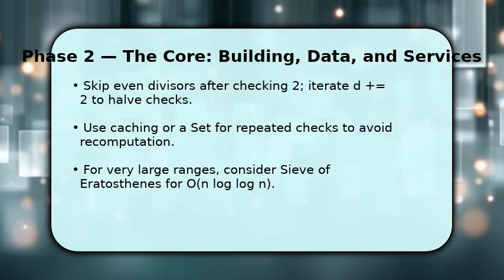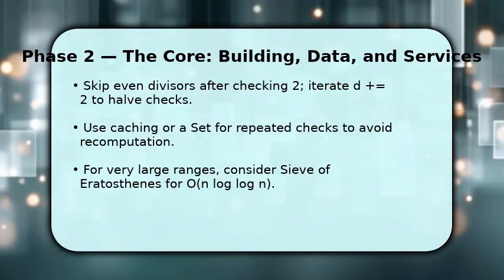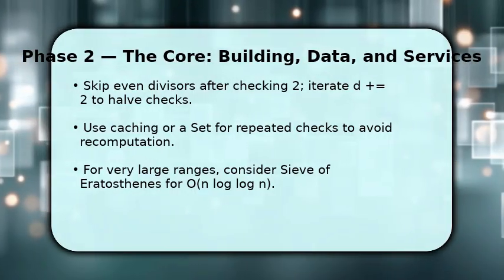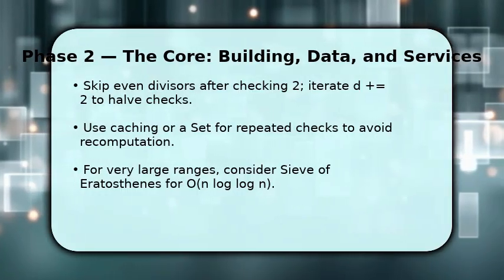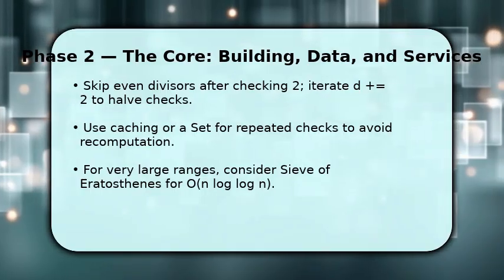Once you have a basic isPrime, make it faster. First, check d == 2, then loop d = 3, d <= sqrt(n), d += 2, so you skip every even divisor, which immediately halves the work.